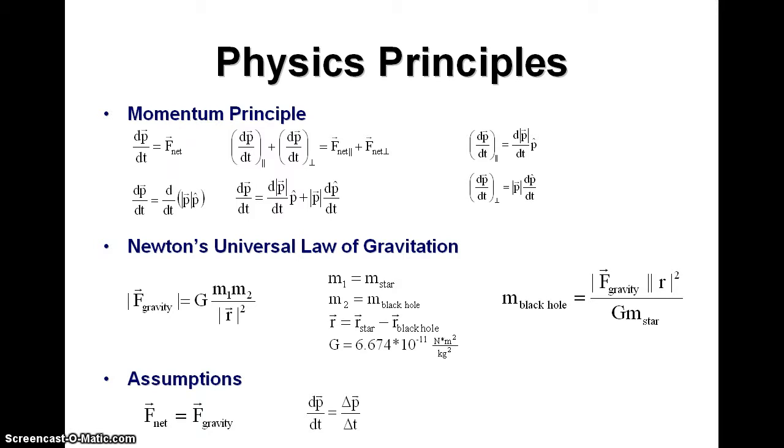To calculate the mass of the black hole, I use Newton's universal law of gravity, with mass 1 being the mass of the star, mass 2 being the mass of the black hole, and the vector r being the displacement from the star to the black hole, and with the appropriate value for the gravitational constant, big G. By solving this formula for the mass of the black hole, we now have a way to calculate the mass of the black hole in our computer model. For the purposes of this analysis, we will assume that all forces acting upon the star, except for the force of gravity, are negligible. We will also assume that dp/dt is equal to delta p over delta t.